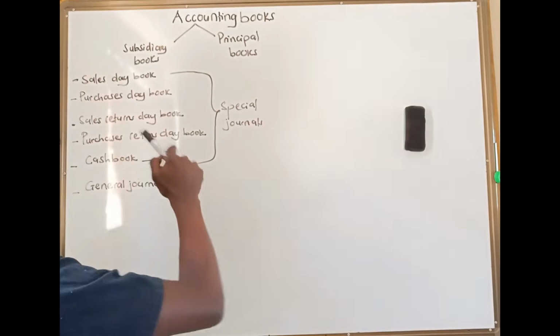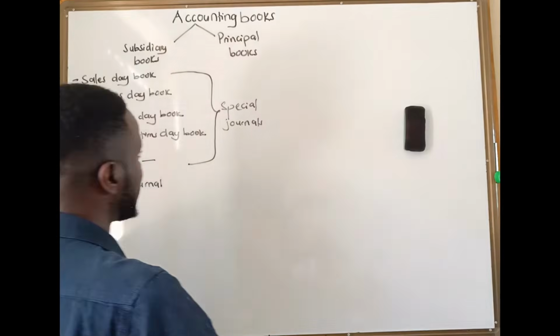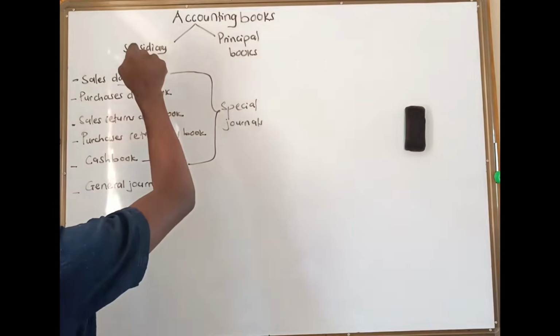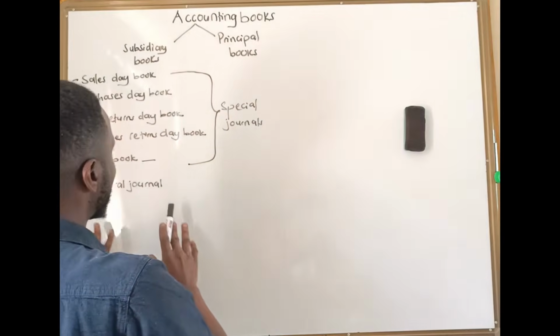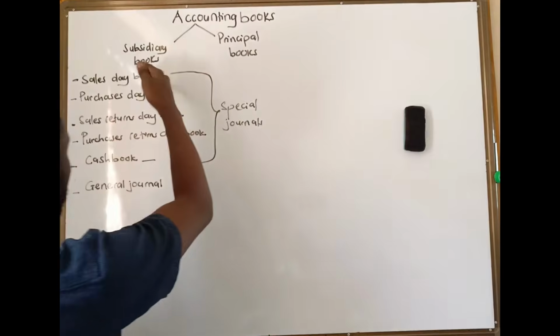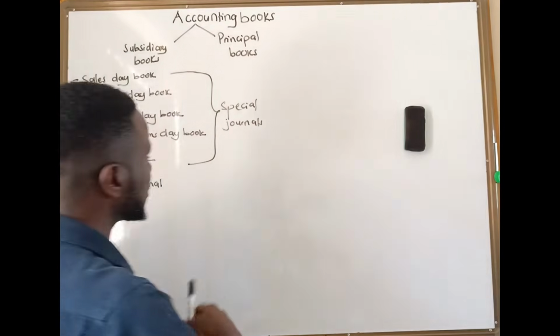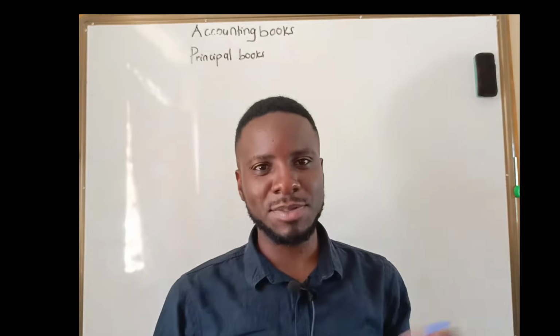Now, when we come to the general journal, all the other transactions that should be recorded for the first time and don't fall in any of these, they will be found in the general journal. So that's how it is about the subsidiary books, and we shall look at an example of each and we shall solve a number on that. We are done looking at the subsidiary books.